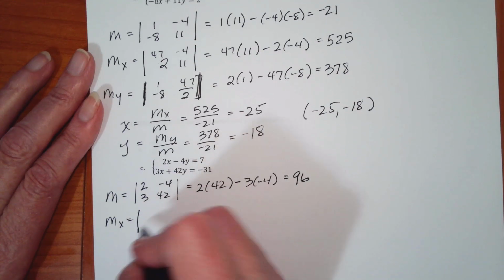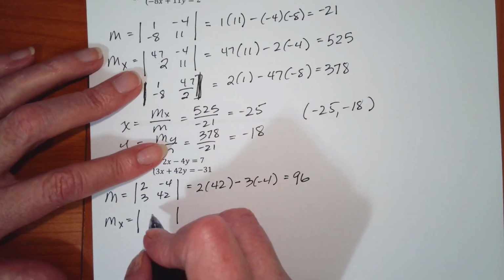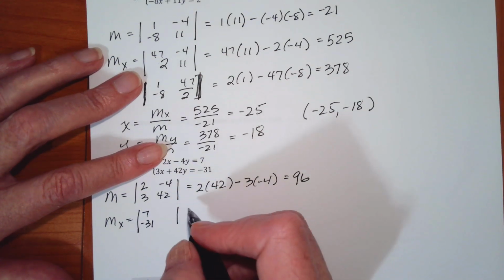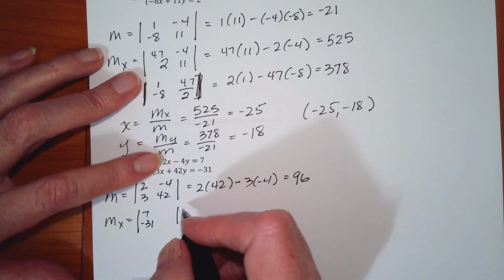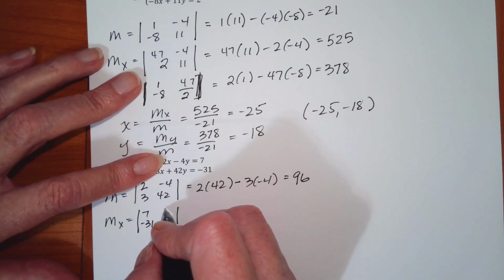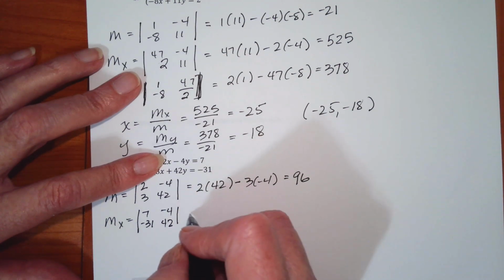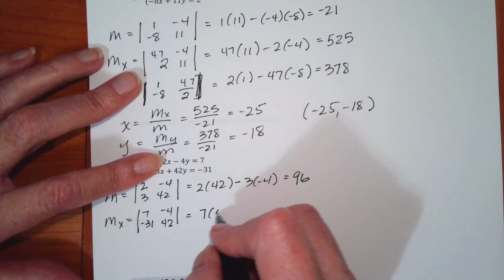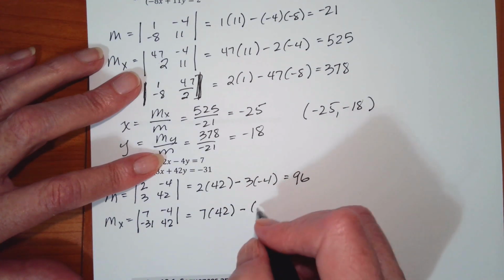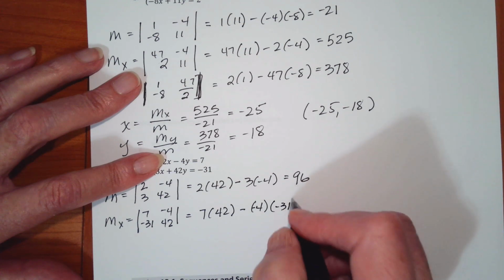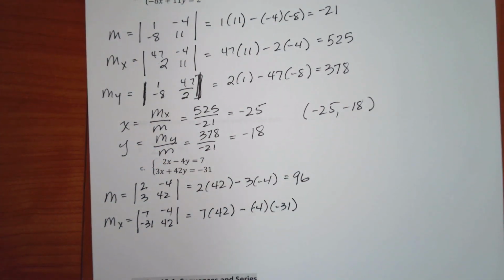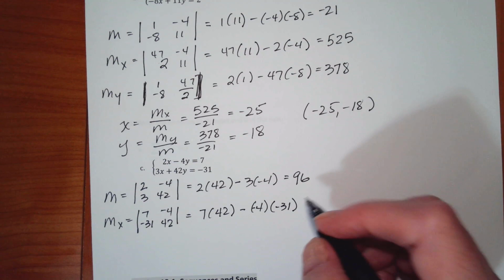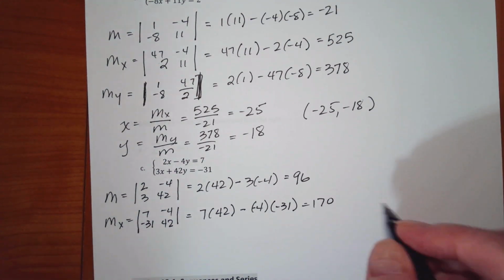Mx, okay, I have to use 7, negative 31, and negative 4, 42, which is 7 times 42 minus negative 4 times negative 31. And I want to check my arithmetic on this and make sure I did this correctly. 7 times 42 minus 4 times 31 is 170. Yeah, this is not going to turn out pretty.